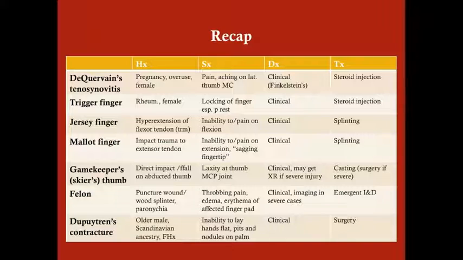The felon is caused usually by a puncture, wood splinter, nails, and so forth. It may also be spread from paronychiae, which is infection of the nail bed. The symptoms will be throbbing pain and edema, erythema of the affected finger pad. You really should just do your triage here. If it doesn't look that bad, then you can go right in, get the emergency I&D. If it looks really bad, then you might want to get imaging and get surgery on it. But I don't expect you to get asked that question on the USMLE. I'm mostly just giving you advice for real life.